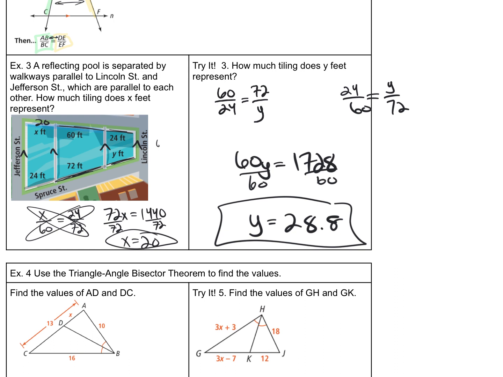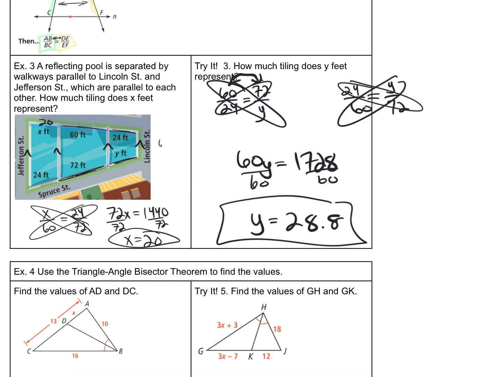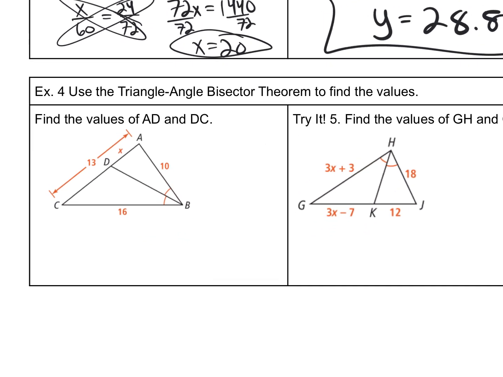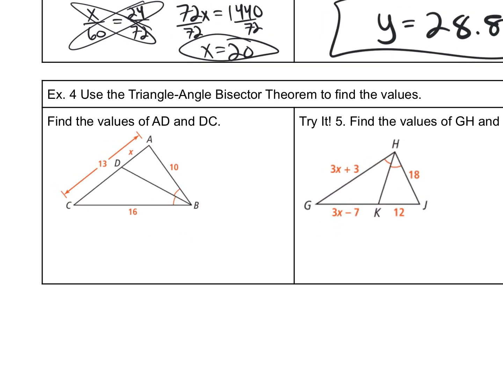So you might have had the 60 over 24 on the right side of the equal sign, the 72 over y on the left, and vice versa. But either way, right, once you go to cross multiply, you'll see that regardless, the 60 diagonal will be multiplied with the y, the 24 diagonal multiplied with the 72, and then we end up getting y is equal to 28.8. So the last theorem we'll talk about here, the third theorem, the triangle bisector theorem.